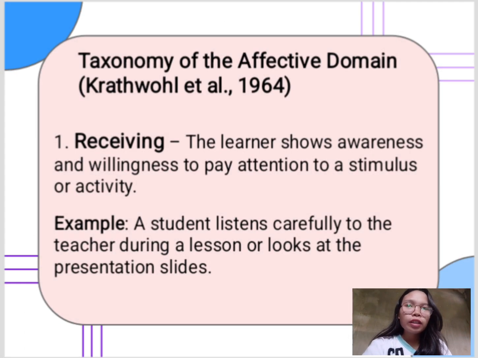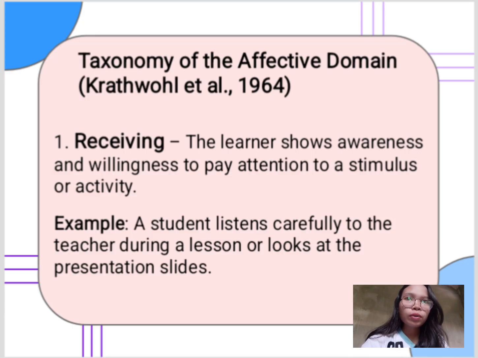Now let's proceed to the taxonomy of the affective domain by Krathwohl et al., 1964. So the taxonomy of the affective domain by Krathwohl is a framework that classifies levels of emotional learning, focusing on how students develop attitudes, values, and beliefs. It describes how learners progress from simply being aware of a stimulus to fully internalizing values that become part of their character and behavior. So there are five levels in the taxonomy.